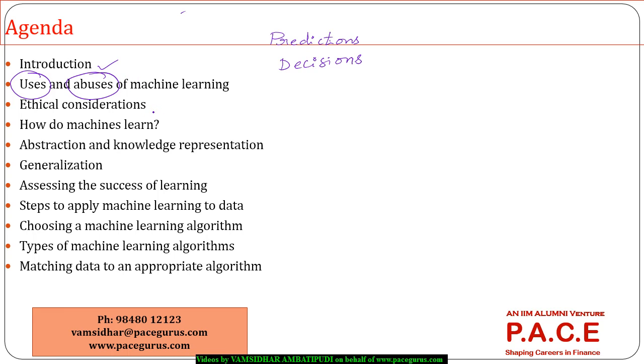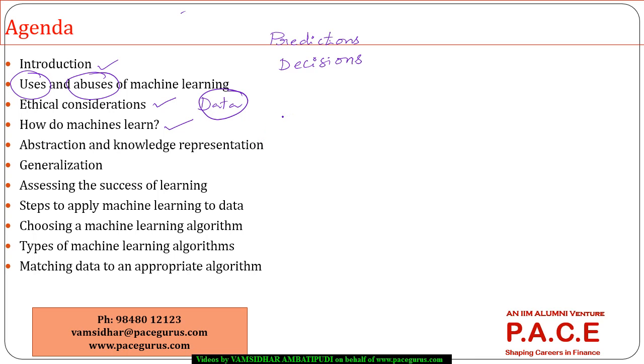Now that machine learning has become a part and parcel of many decisions, we need to talk about the ethical considerations regarding the data. So we will talk about the importance of ethics as a part of using the various machine learning algorithms. Then we will try to understand how exactly the machines typically learn.